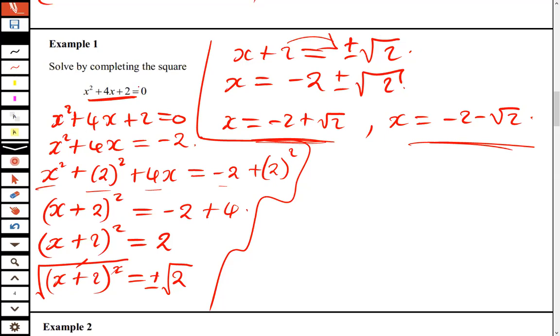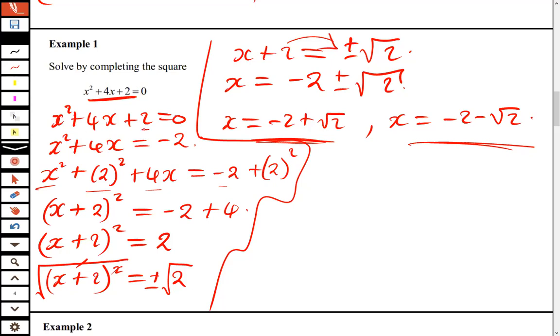No, sir, before you go, I didn't hear anything. Kindly please repeat what you are saying. Where exactly? Especially the first part, from x squared plus 4x plus 2. Just start from there.